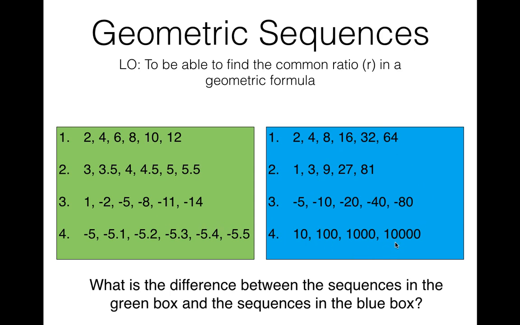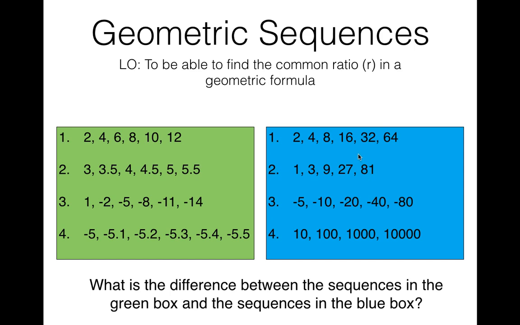Now in the blue box it's not the same. The difference between 2 and 4 is 2. But the difference between 4 and 8 is 4. Between 8 and 16 is 8. So we're not adding the same amount each time. This time we're multiplying by the same amount. So each time I multiply by 2: 2, 4, 8, 16, 32, 64.